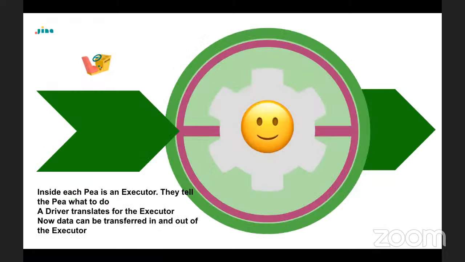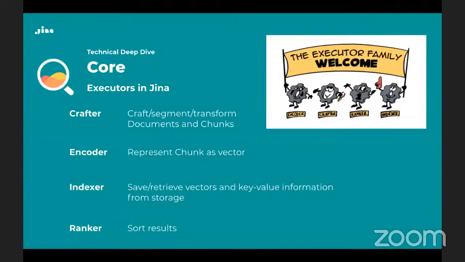And this P in turn is wrapped up in an executor. An executor is the basic functionality that tells the P what to do. And this executor expects data to be in a particular format. So the driver does the job of translating that to the executor. So that's how data comes in and out of the executor.